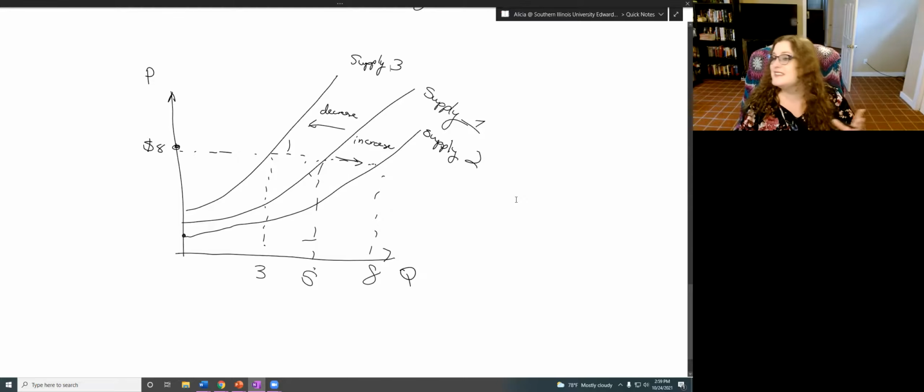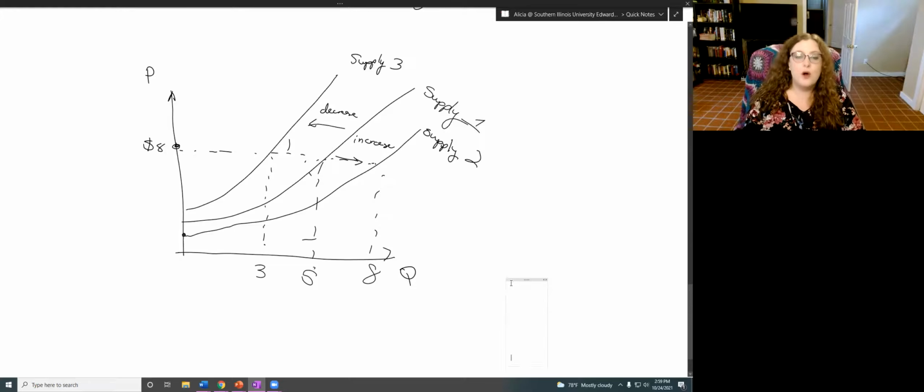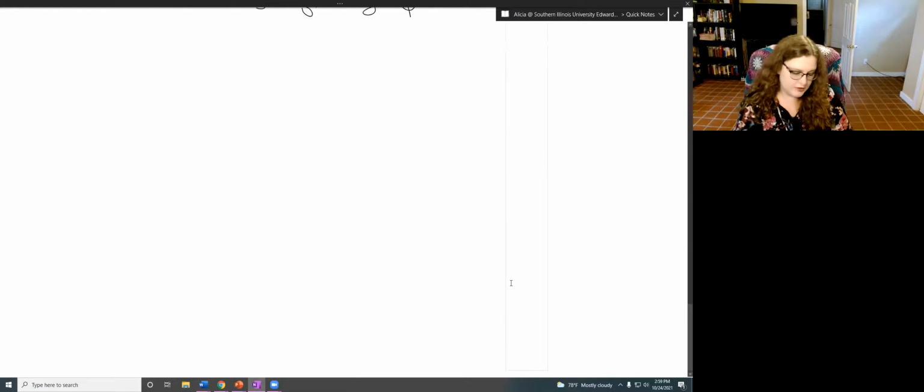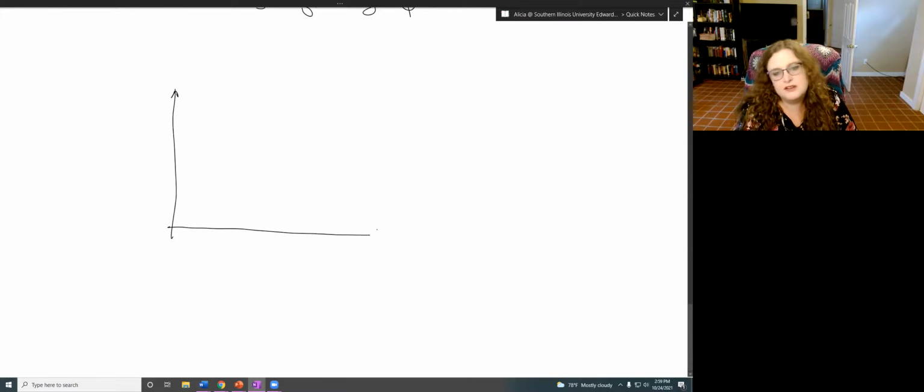That means moving the entire line, right? We also have changes in quantity supplied. So remember, quantity supplied is how much you're willing to produce at each price point. The difference between them is that we see giant shifts for changes in supply. If we're talking about changes in quantity supplied, that's just moving in between these different points.